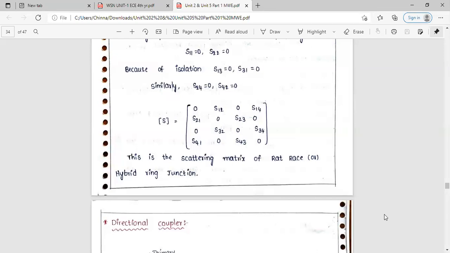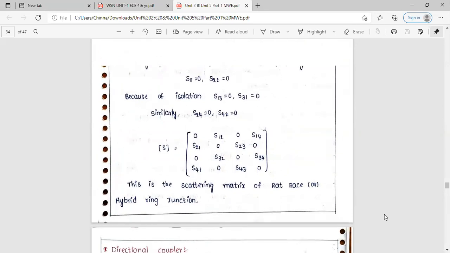Isolated ports means whenever you give input at port 1, it doesn't reach port 3. Whenever you give input at port 4, you don't obtain the output at port 2. That is the isolated inputs. This is the scattering matrix of the rat race.